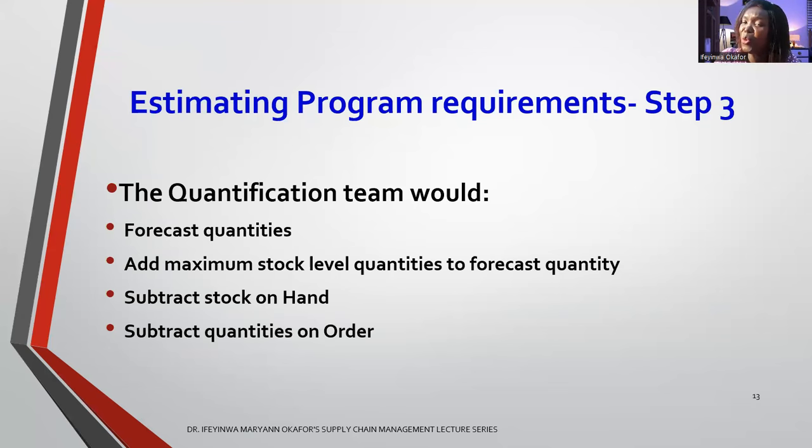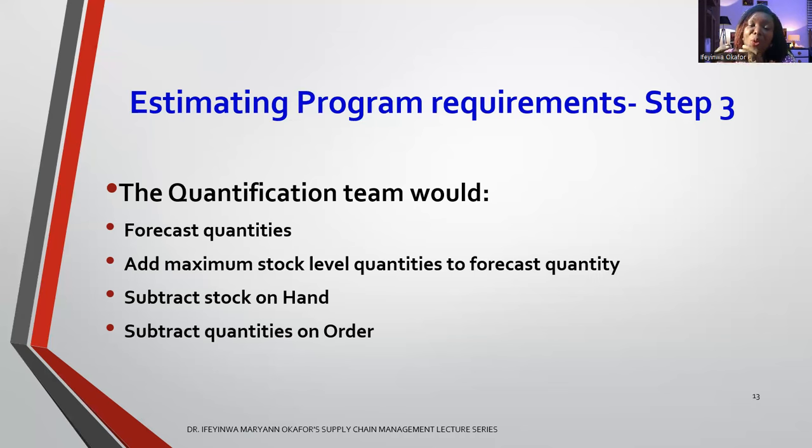We have already done the first step, which is the preparatory step, and then the second step, which is the forecasting. We've done with that. So in this supply planning process, we are looking at the third step, which is estimating program requirement. Now, how do we do this? You remember very well, we have already done forecasting. So we have the forecasted quantity that we obtained when we did our forecasting.